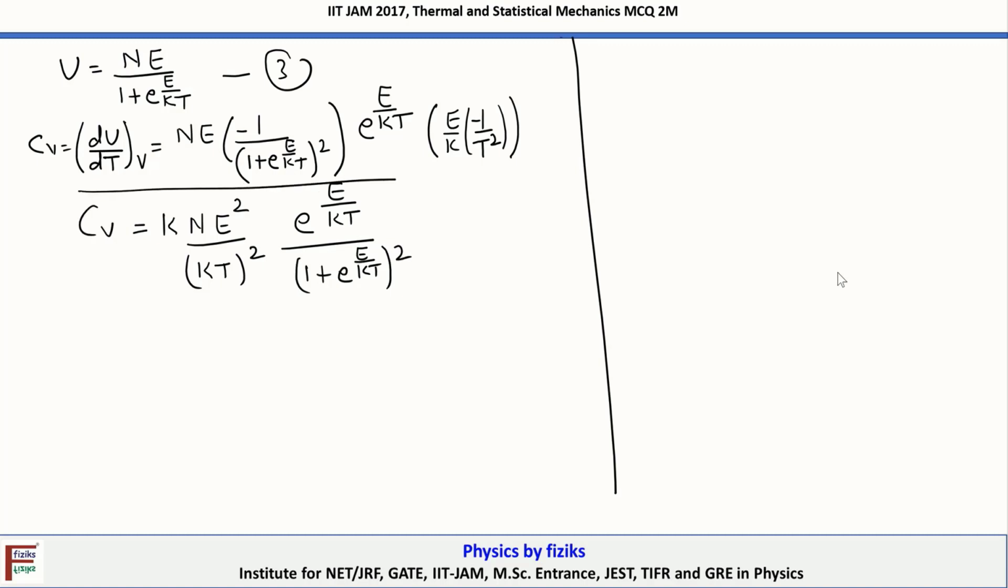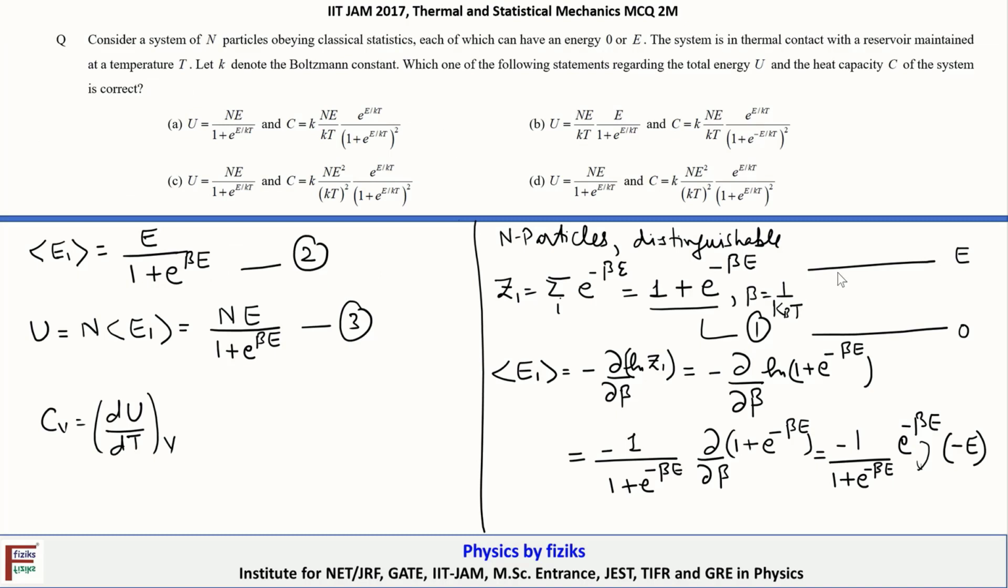Okay, so if we take a look at the options, so here let's go back. So here option C and D, they are identical, so therefore the correct options are C and D.